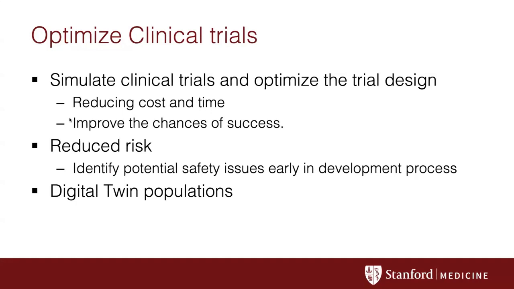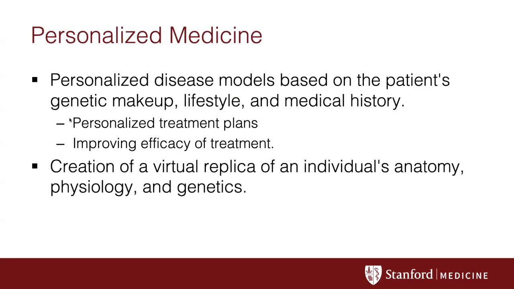How can we reduce the number of patients in the actual clinical trial, but keep the safety and efficacy up to our standards? As I mentioned, in clinical trials, it can reduce the risk by identifying populations early, and we can really start developing these digital twin populations. So a lot of opportunity there.